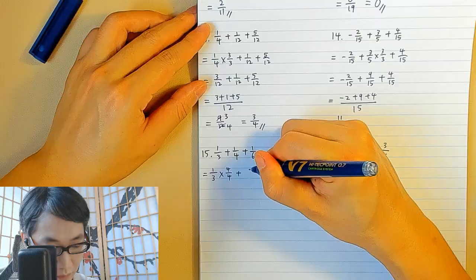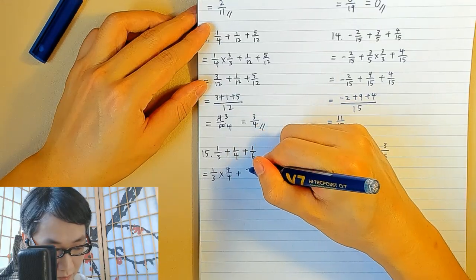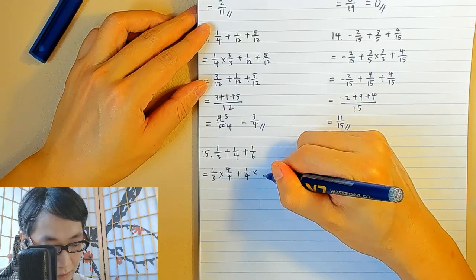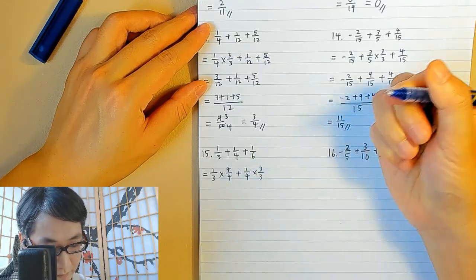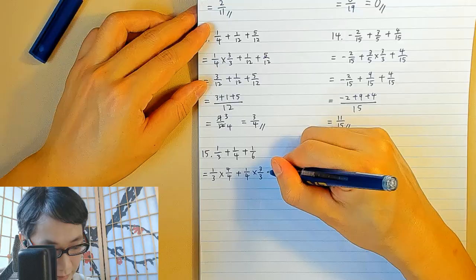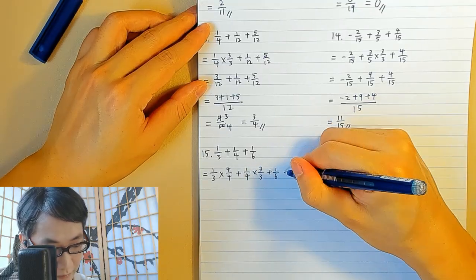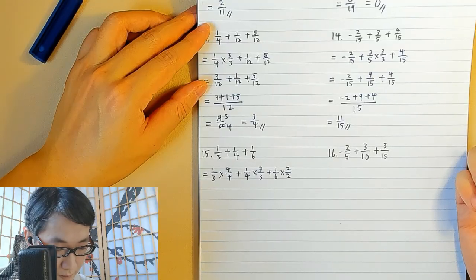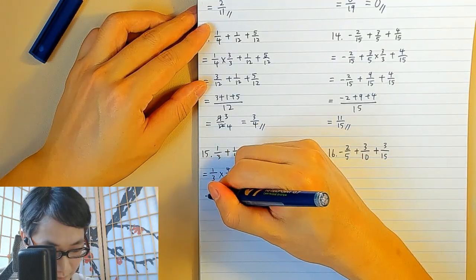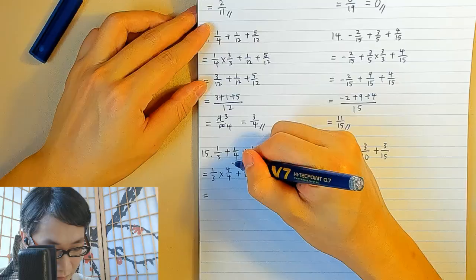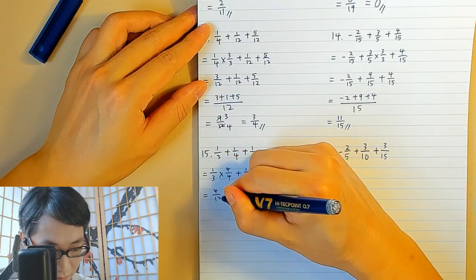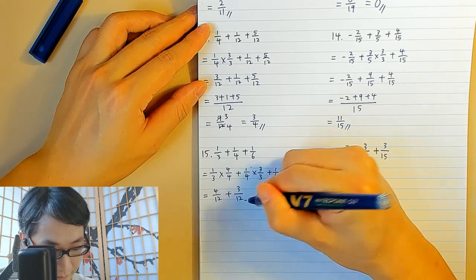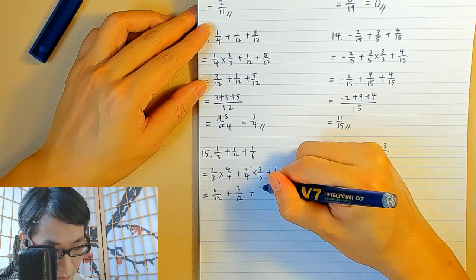And plus positive 1 over 4. Turn this into 12. We have to multiply by 3. And turn this into 12. We have to multiply by 2. Okay. And we have 1 times 4 is 4. 1 times 3 is 3. 1 times 2 is 2.